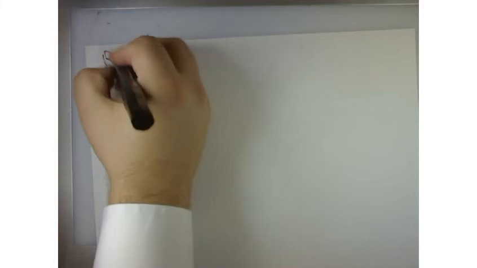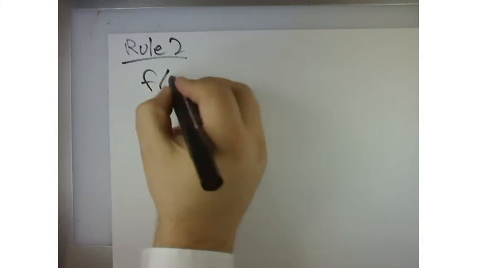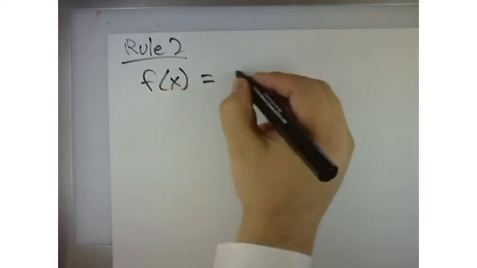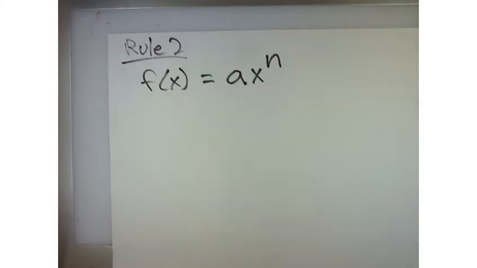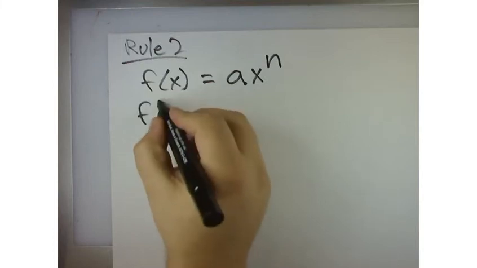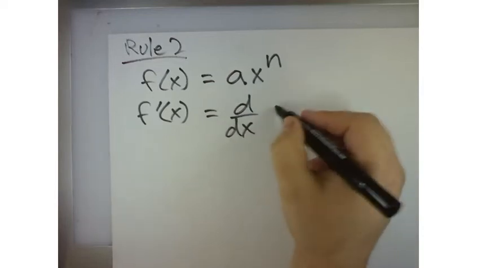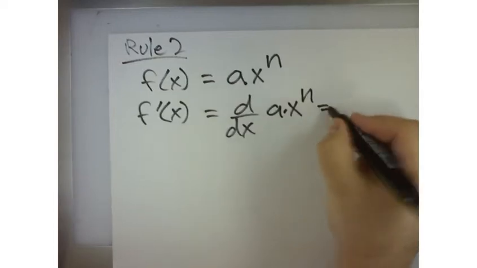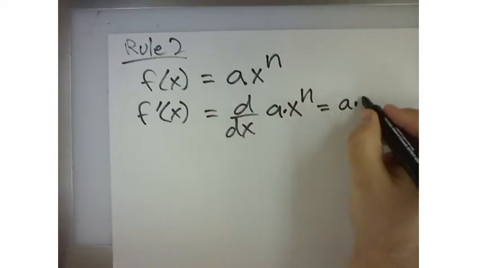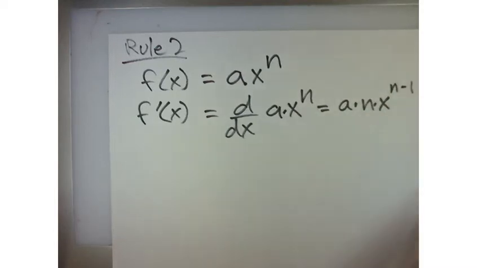Rule number 2 is the one that we use most commonly. It's the most common rule you'll use in this class for the rest of the school year. And if I say f of x is equal to some constant a times x raised to the n, then f prime is equal to the derivative with respect to x of a times x raised to the n, which is equal to a times n times x raised to the n minus 1.